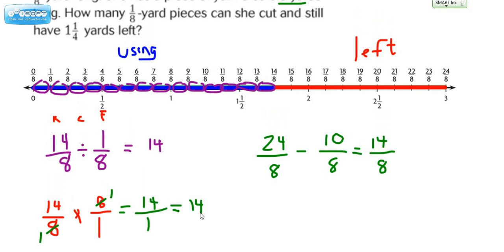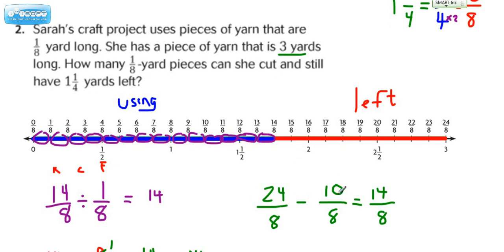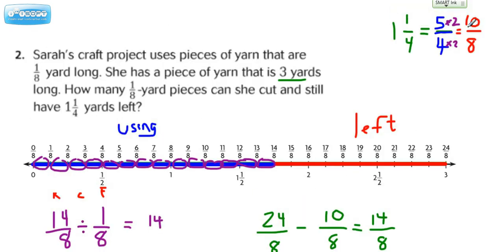All right, so let's recap what we did. Step 1 is to think, what is the thing that we're starting out with? In this case, we were starting out with a piece of yarn that's 3 yards long. We represented that here with the model. Step 2 is figure out, what do I have to do to get the amount that we used if we know the amount that's left? And the answer to that question is you take your starting amount, subtract the amount that you're supposed to have left to get the amount that you used. We modeled that. We got 14/8.